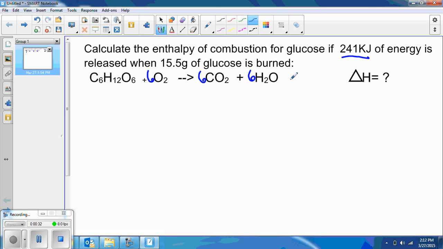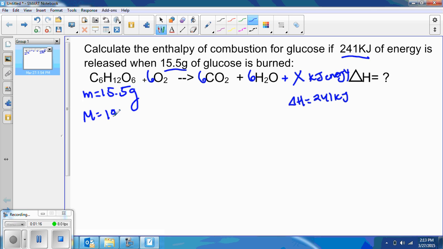In this case, the energy, the enthalpy of the reaction, I still want to put that as a term, and it's a combustion reaction, so it's going to be on the product side. But the overall enthalpy is unknown, so this becomes X kilojoules of energy. So we're still putting the energy as a term in the equation, but we actually don't know specifically what that value is. I do know that for this specific reaction of 15.5 grams that I produced 241 kilojoules of energy. The mass of glucose that was burned was 15.5 grams, and my molar mass of glucose is 180.18 grams per 1 mole.